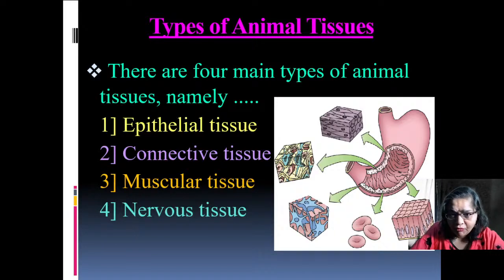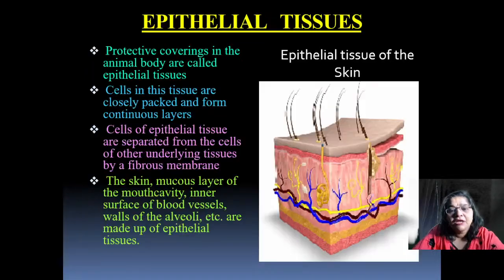Out of these 4 tissues, epithelial tissue is a simple type of tissue. It is made up of only one type of cells, whereas connective tissue, muscular tissue, and nervous tissue are made up of different types of cells. So all these 3 are the complex animal tissues. So let us start with the epithelial tissues.